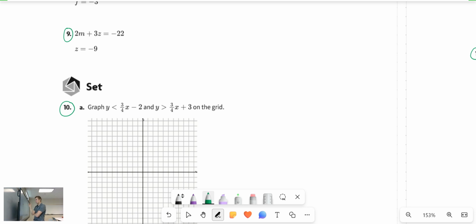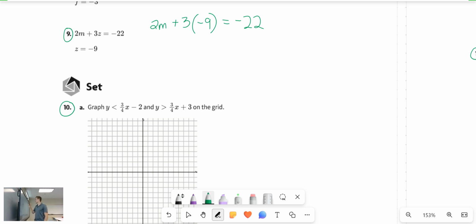With m as a variable, we will rewrite this equation because we know that z is equal to negative 9. So we are going to rewrite 2m plus 3z, except instead of writing z, we're going to write negative 9. So 3 times negative 9, in parentheses, equals negative 22. All right.